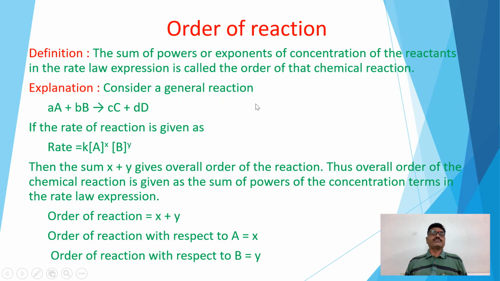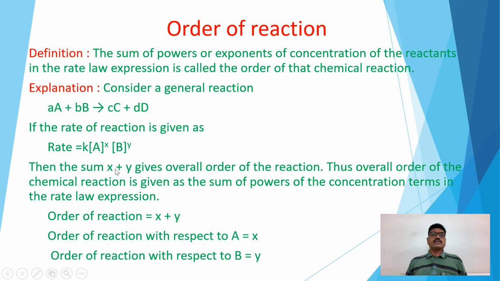Consider a general reaction, A plus B gives C plus D. If the rate of reaction is given as like this, rate is equal to K, molar concentration of A raised to power X into molar concentration of B raised to power Y, then the sum X plus Y, that is the sum of the exponents or the sum of the power of A and B or the concentration terms A and B, gives overall order of the reaction.